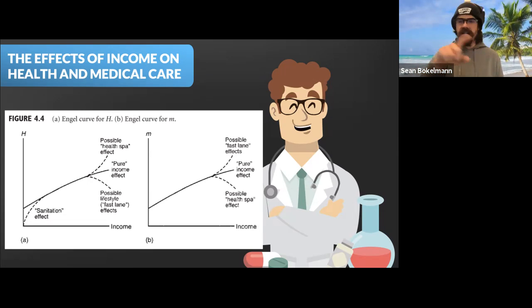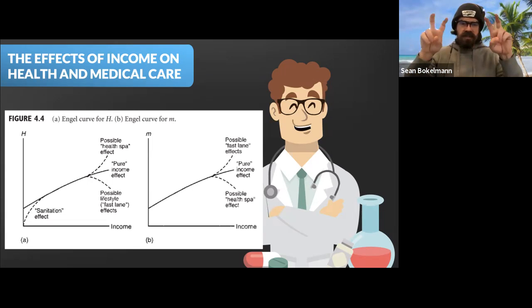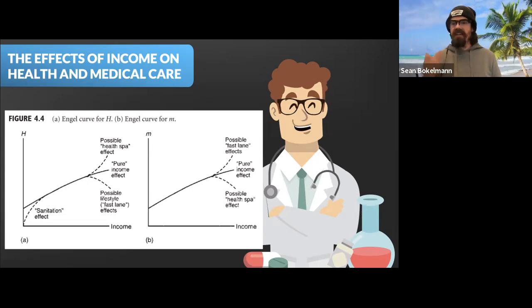And so, not surprisingly, there's a positive relationship that we can see with the solid line. That's because, of course, these things are normal goods. As we make more money, we consume more of these things because we're assuming that they're normal goods. So that's what we see with the solid line, given by the pure income effect. But then, like we mentioned, there are lots of pathways that income can affect these things that are secondary. And that's what we see with these dotted lines here.